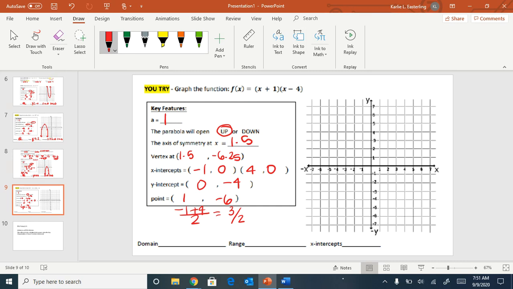So we'll go and graph it. We'll go to like 1.5 and go down to negative 6 and put our point just below that line. Probably going to graph my x-intercepts just because that's always easy, and that'll give us a nice pretty picture. All right. Not my best, but all good. So then our domain here is going to continue to be all real numbers. Range is when y is greater than or equal to negative 6.25. And our x-intercepts, as we listed above, were negative 1, 0, and 4, 0.